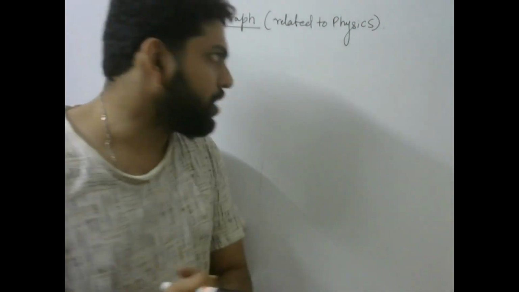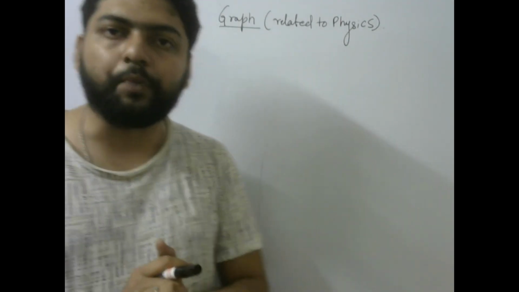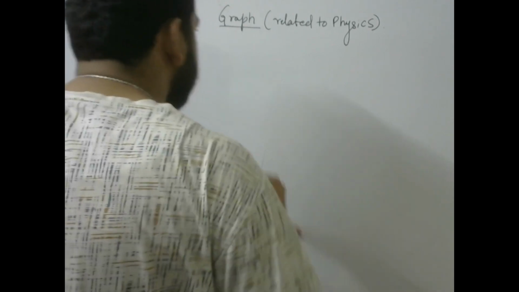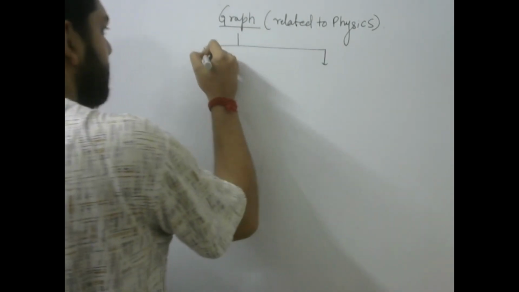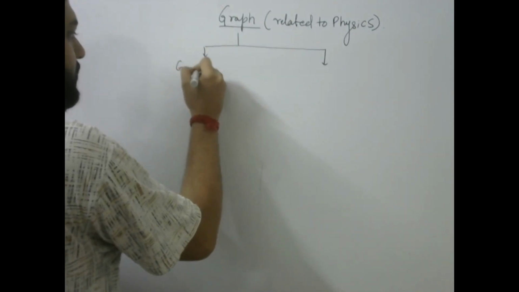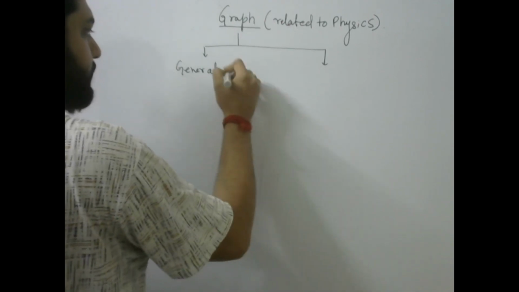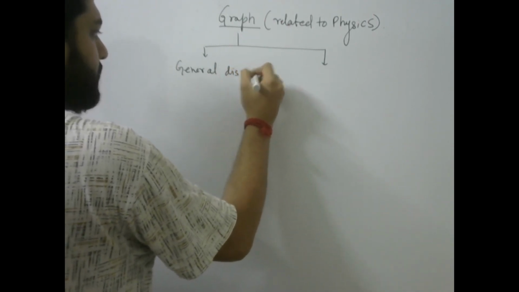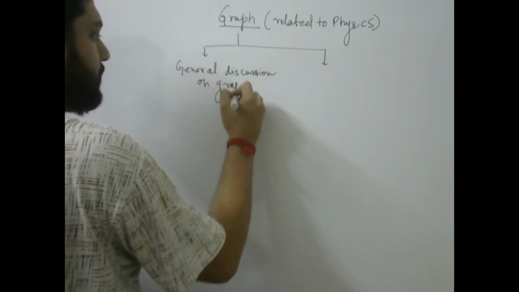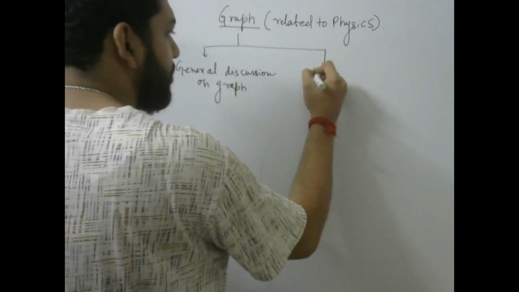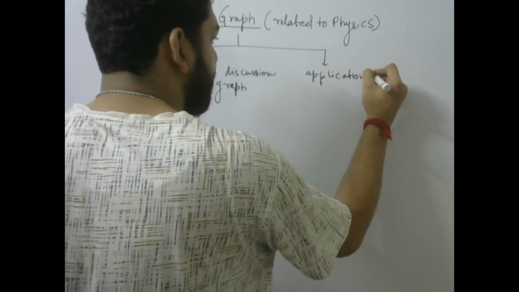Initially I have divided the whole discussion about graphs related to physics into two parts. One is the types of graphs, a general discussion on graphs. And the second part is application in physics.